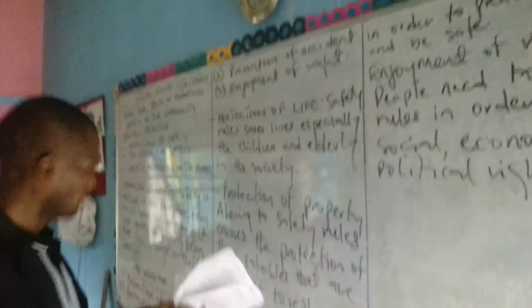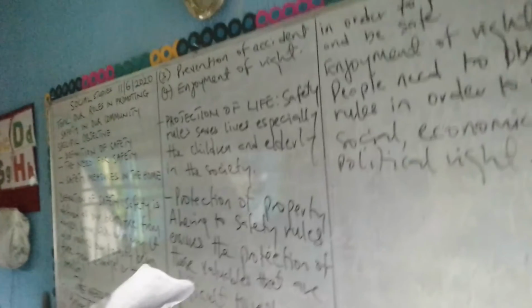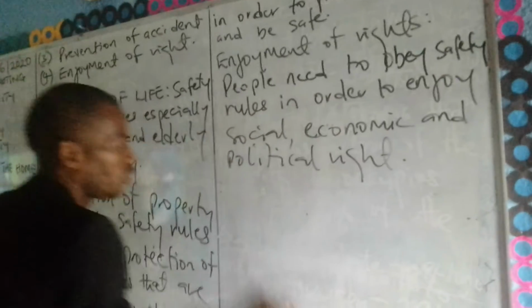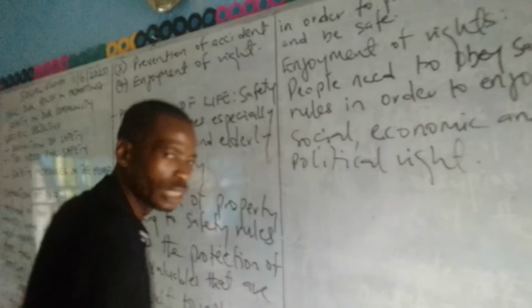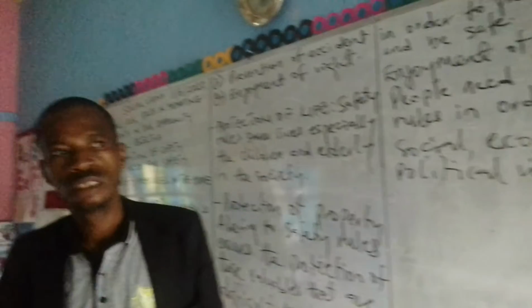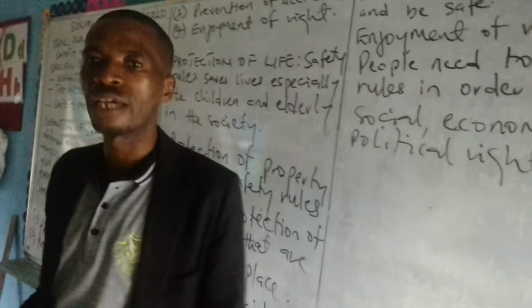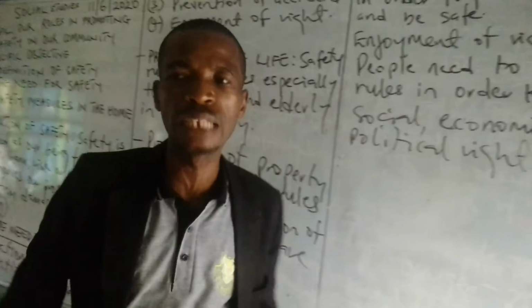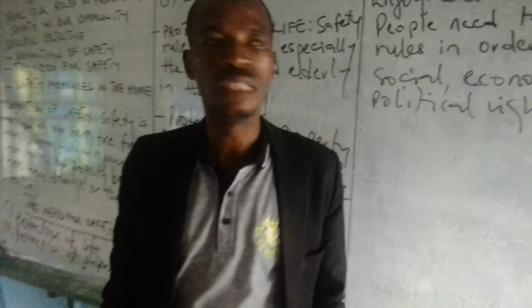Okay, now let's look at the safety measures in the home. What are the measures that we apply? What are the safety measures that we apply in the home to ensure safety? What are the procedures that we put in place to ensure that we are safe, even at home?